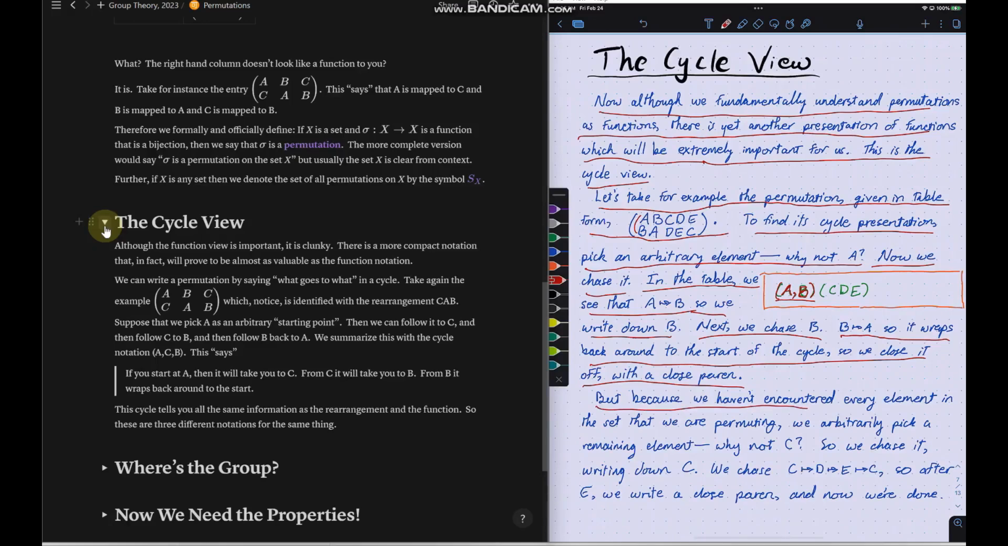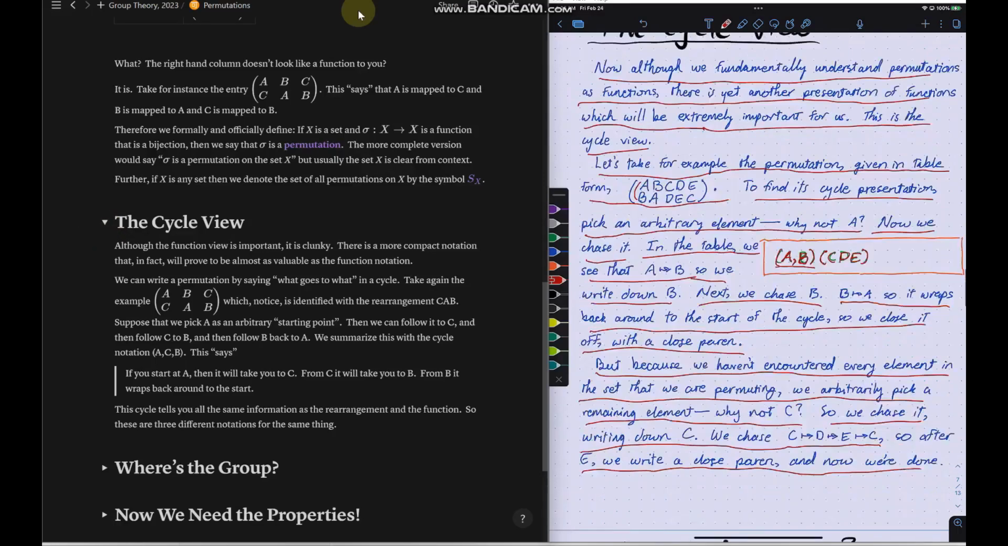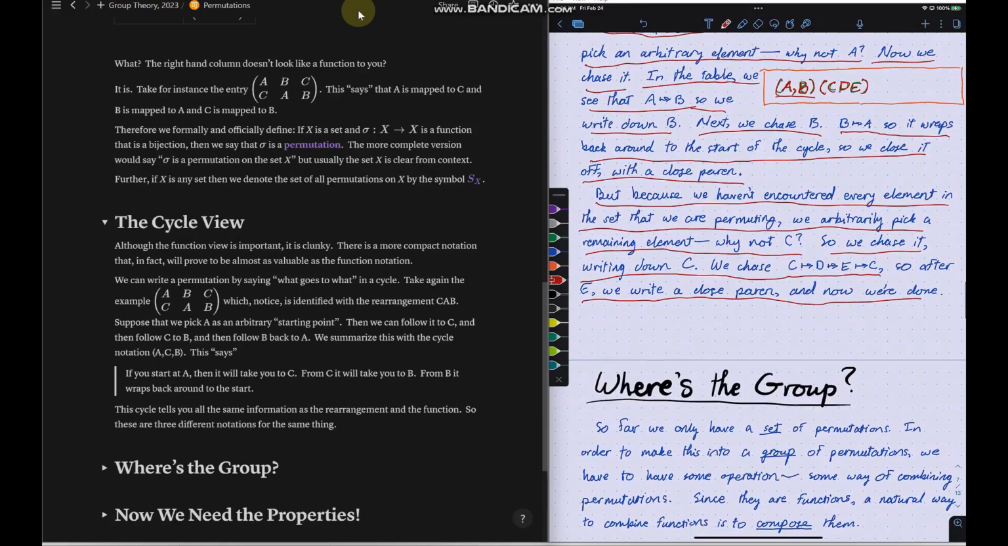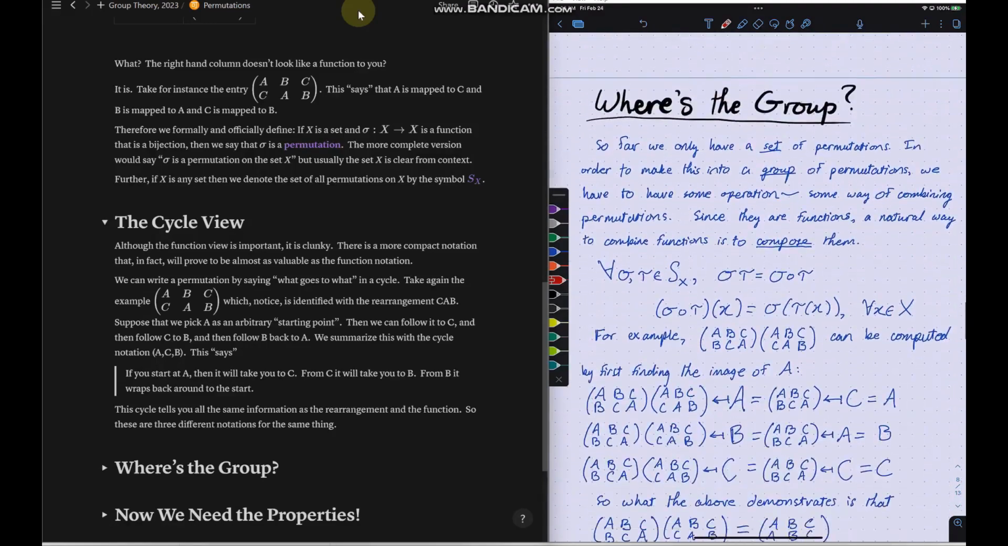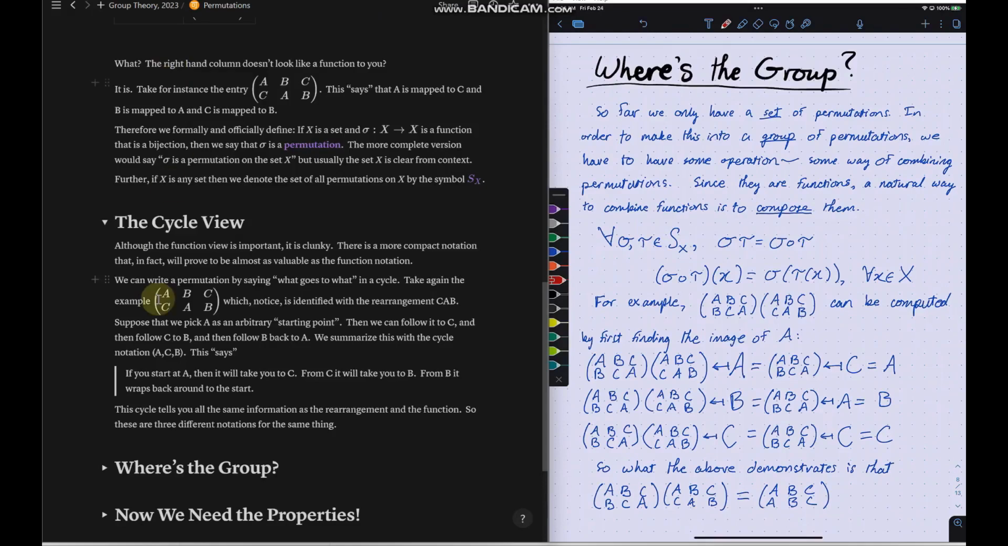But because we haven't encountered every element in the set that we are permuting, we arbitrarily pick a remaining element, why not C? So we chase it, writing down C. We chase C to D, D to E, and then E back to C. So after E, we write down a close paren, and now we're done.